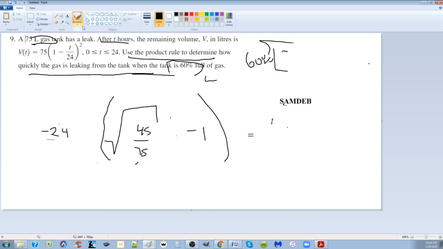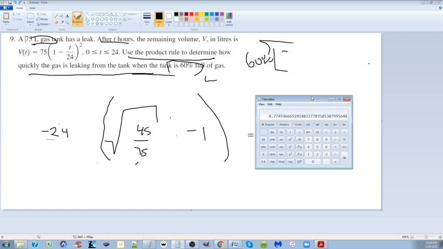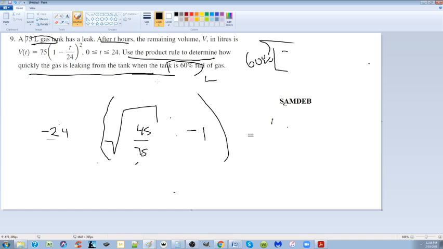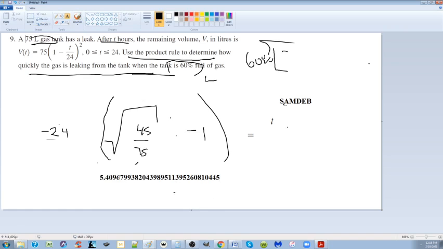All we have to do is take this, and we have to take the square root, and we have to subtract 1, and we have to multiply by negative 24. And we get that. So T is indeed this time. And let's be nice to ourselves and just round it to 5.41. T is this many hours, and we'll just keep it as a decimal for now.